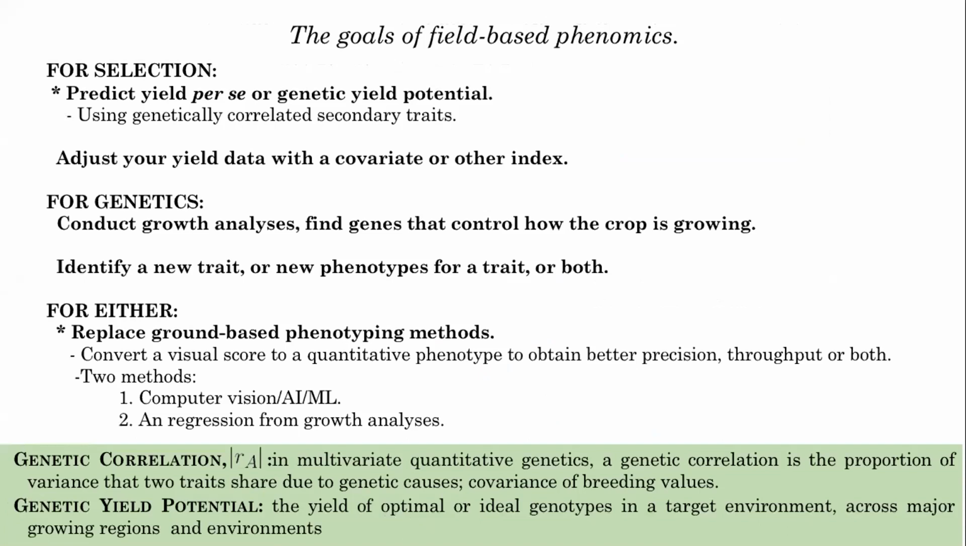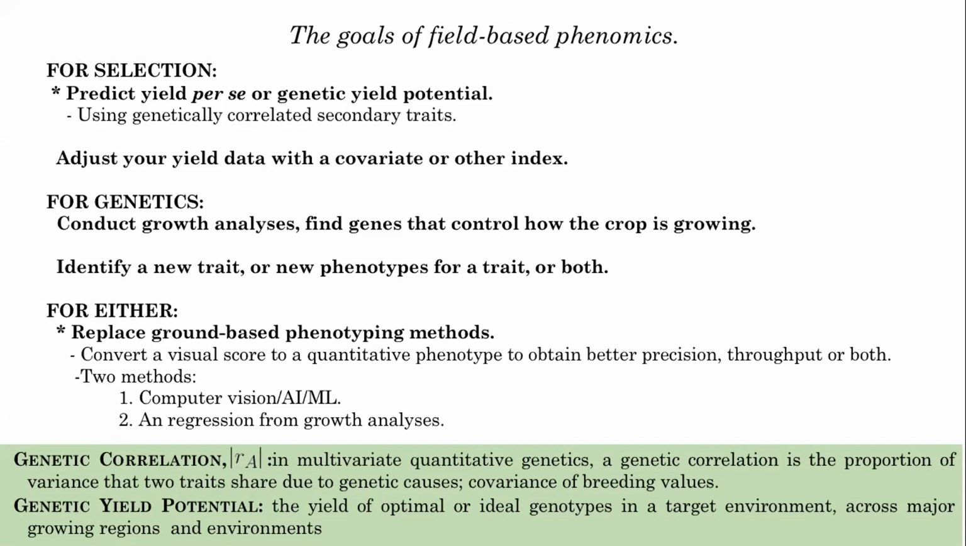So in my worldview, I guess the goals of field-based phenomics for a crop scientist or a breeder or an agronomist can be primarily for selection or genetics. And I have the main goals asterisk. So people want to either predict yield or genetic yield potential. And this might be using genetically correlated secondary traits, or just anything that's helping to adjust your yield data to represent something true from a plot-based format.